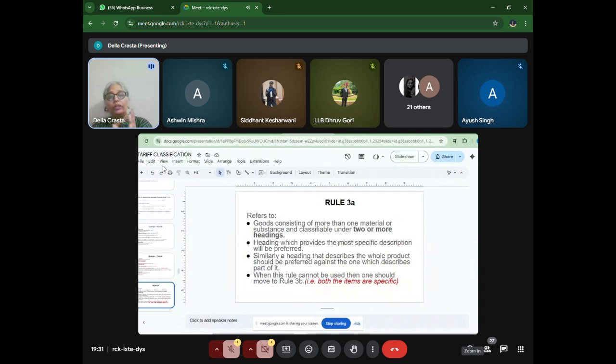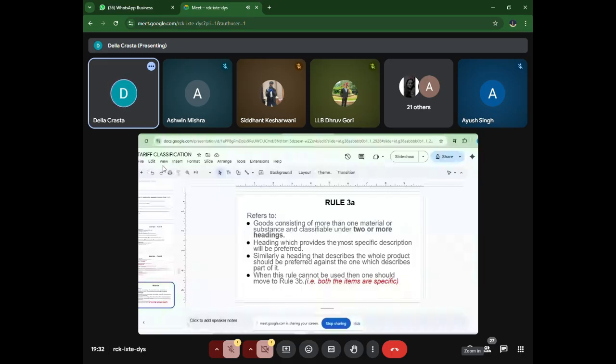Okay. So now what does rule 3a say? Goods consisting of more than one material or substance and classifiable under two or more headings. Same situation as we had in rule 2, a similar situation in rule 3 as well. The heading which provides the most specific description will be preferred.